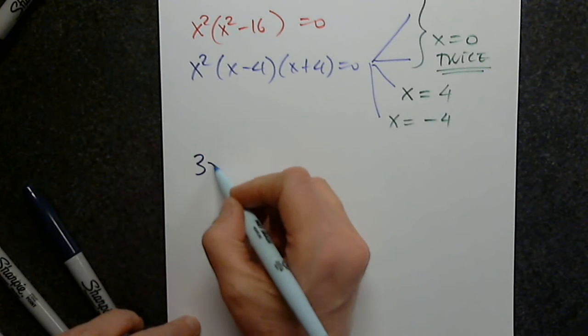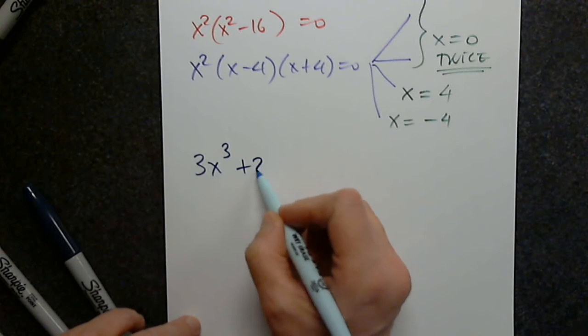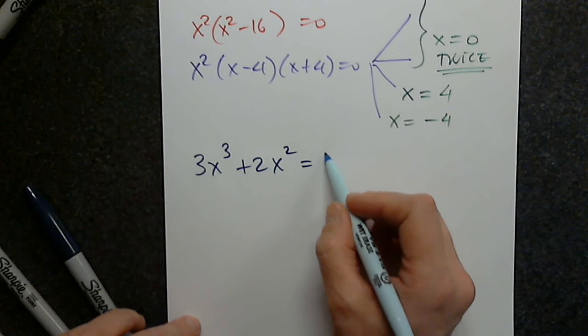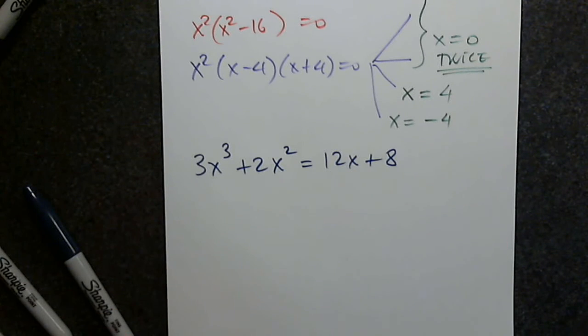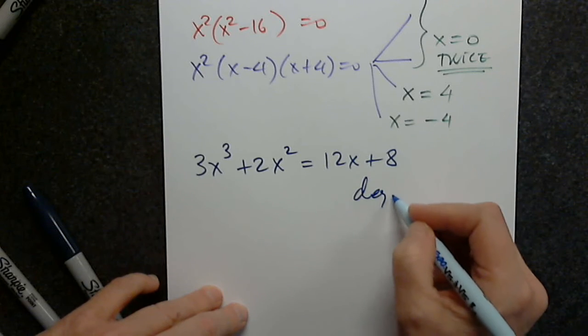3x to the third plus 2x squared equals 12x plus 8. Very good. What type of equation is it? Because we know a lot of types. We know linear, we know quadratic, we know rational, and we know polynomial now. We know 4 types at this point. What type is it? Polynomial. Very good. What is its degree? 3. Very good. Degree 3.